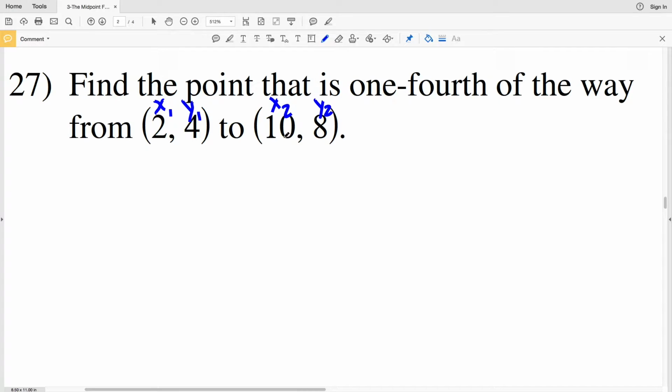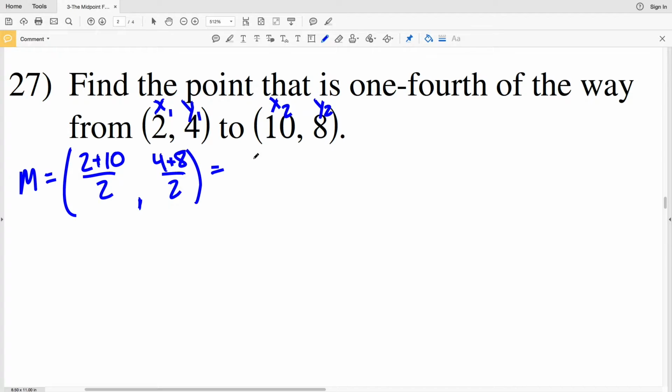We're going to start by finding the midpoint, because that is halfway from (2, 4) to (10, 8). So we have (2 plus 10) divided by 2, comma, (4 plus 8) divided by 2. This gives us the midpoint of those two endpoints. 2 plus 10 is 12, so we have 12 divided by 2. 4 plus 8 is 12, so we have 12 divided by 2. 12 divided by 2 is 6, and 12 divided by 2 is 6. So our midpoint is (6, 6).